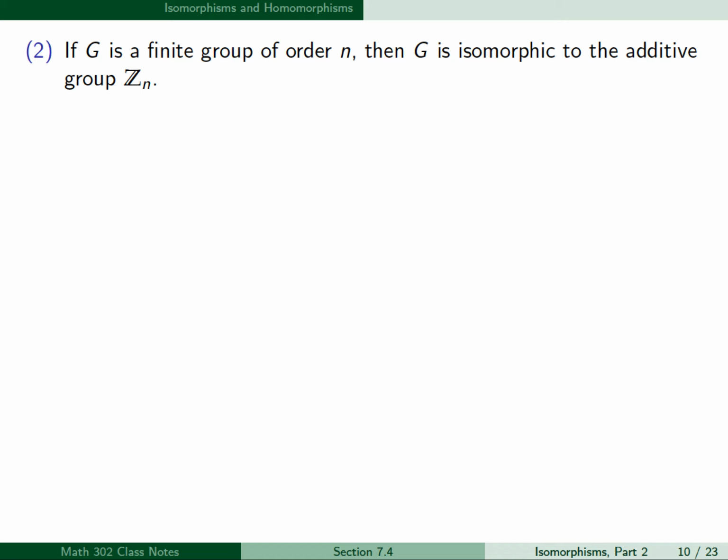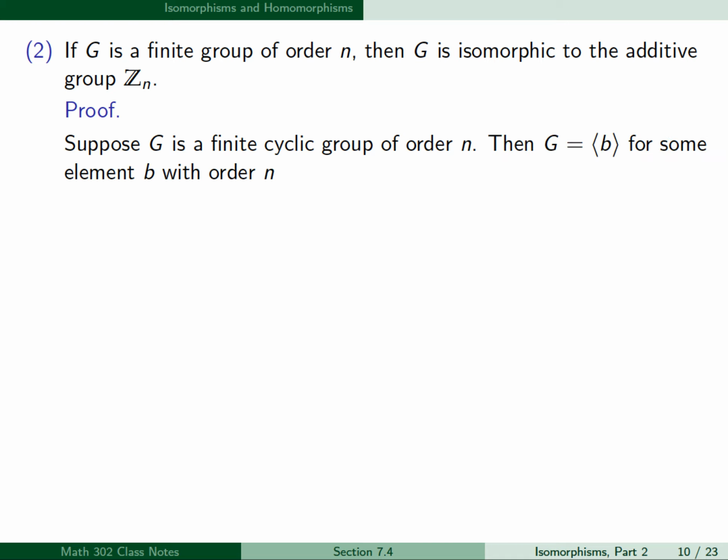Now to prove 2, we'll suppose G is a finite cyclic group of order n, and we need to show that G is isomorphic to the additive group Z sub n. Well, since G is a finite cyclic group of order n, then G is equal to the cyclic group generated by b for some element b with order n.